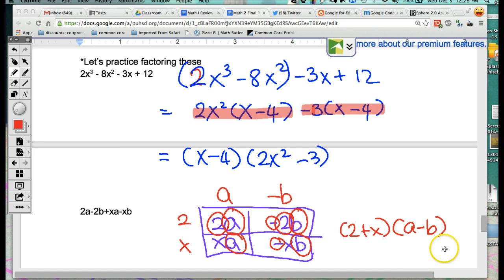Okay? And that's the answer? Yes, and that's the answer. So whether you use the box method, which is this one, or the other method, is really up to you, as long as you can get to the correct answer. Okay? I need the top one easier.